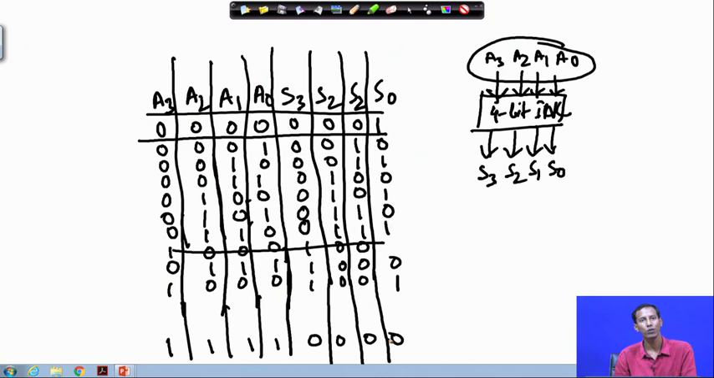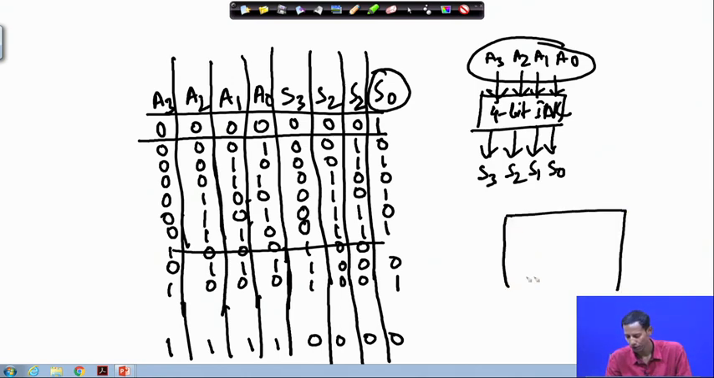So, how can we find that out? We can find that out using a Karnaugh map. I think this is very basic, we have learned it in digital electronic circuit design. So, for this particular bit, I have to see how A3, A2, A1 and A0 are varying. So, if I want to describe the logical expression for S0, what do I have to do?